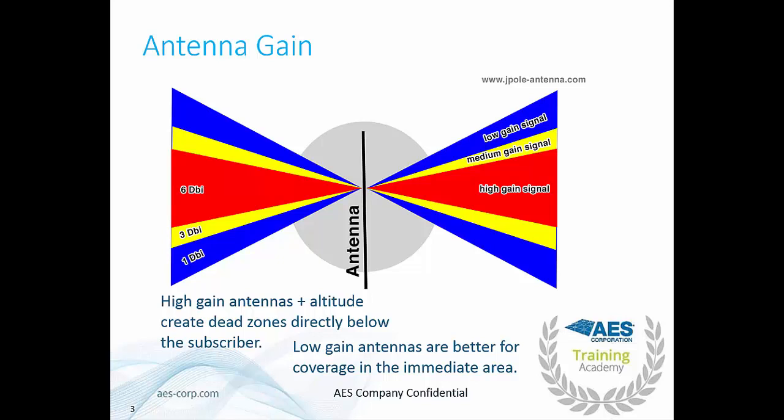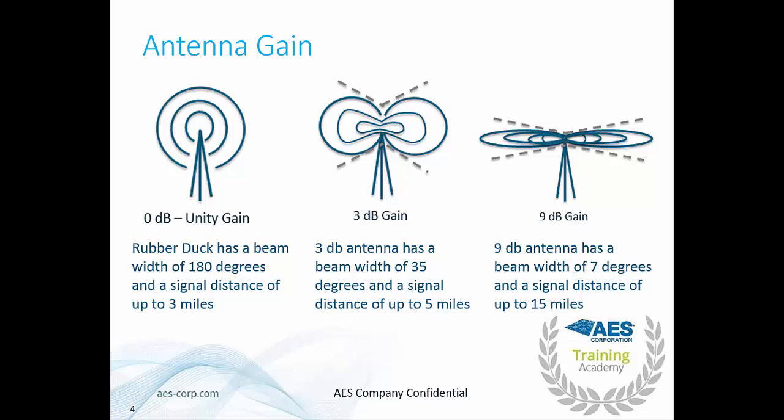The term for the width of the radio signal coming off the antenna is called the beam width. With higher dB antennas, the beam width is very different from the beam width of the rubber duck antenna that is included with the AES subscriber. But as a general rule, the higher the dB antenna, the lower to the ground that antenna should be. From this diagram, you can see how drastically different the beam widths of the radio signal are coming off the different dB antennas. The rubber duck, which is included in every AES subscriber, is listed as a unity gain antenna, which will send the radio signal 180 degrees.